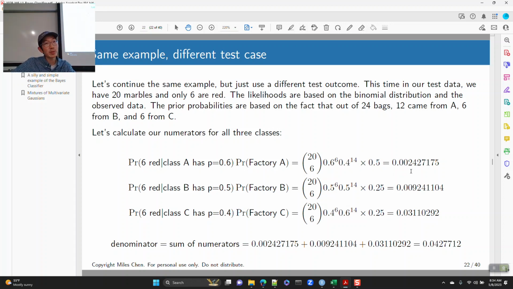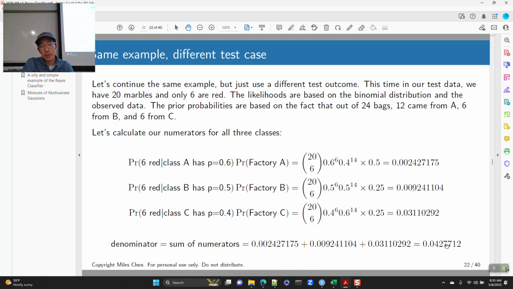Factory A is assumed to have a 60% filling proportion, so for that factory to produce a bag with only 6 red marbles is really low likelihood, okay? Factory B has a fairly low likelihood, but not as low. We're assuming a 0.5 filling proportion red. And then factory C, which we assume has a 0.4 filling proportion, has the highest likelihood of the 3 factories, okay? But even its likelihood isn't super high because, again, we're only getting 30% red, and it has a filling proportion of 0.4. But of the 3 factories, this one has the highest likelihood, okay?